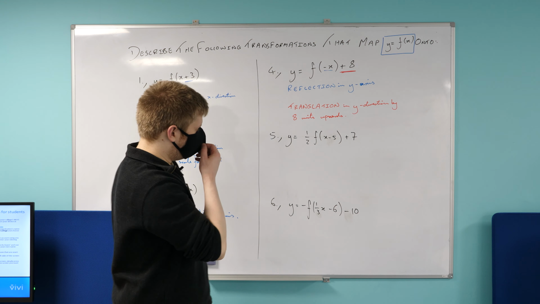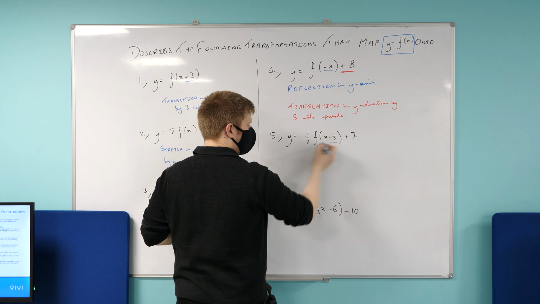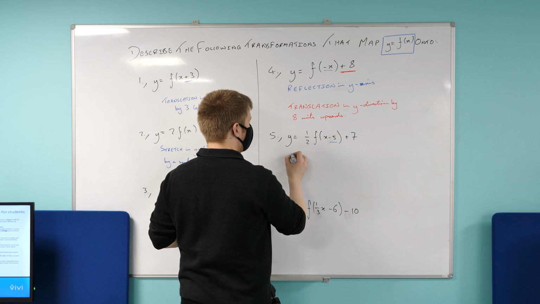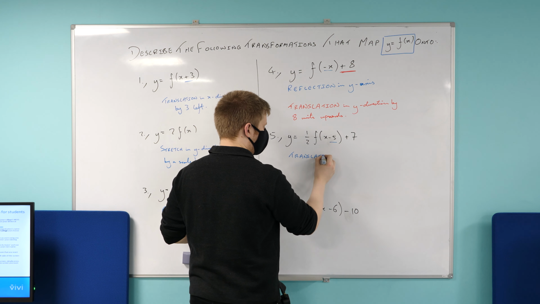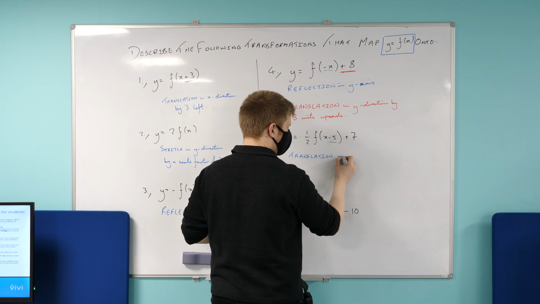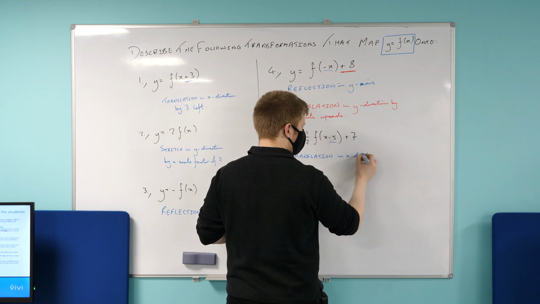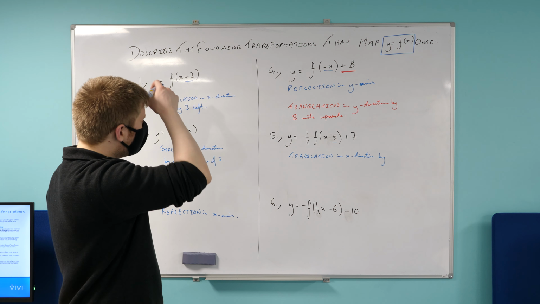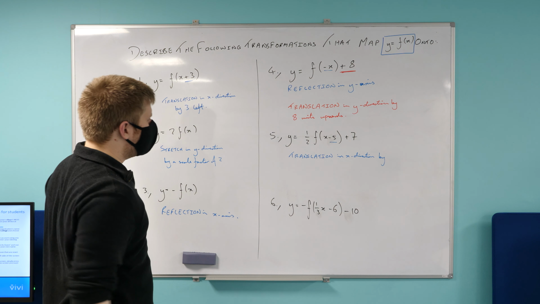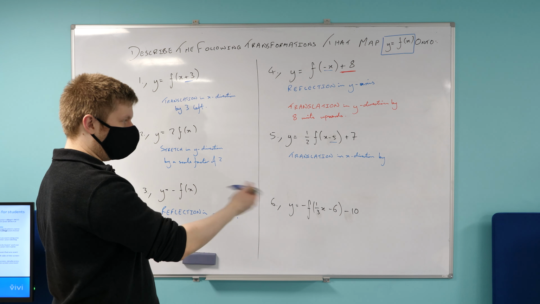All right, what about this one? Translation in the x by negative 5. Hang on a minute. So it's a translation in the x direction. I definitely agree with that because it's happening to the x. By how many units? Negative 5. What do you mean negative 5? So in other words, it moves to the left by 5.